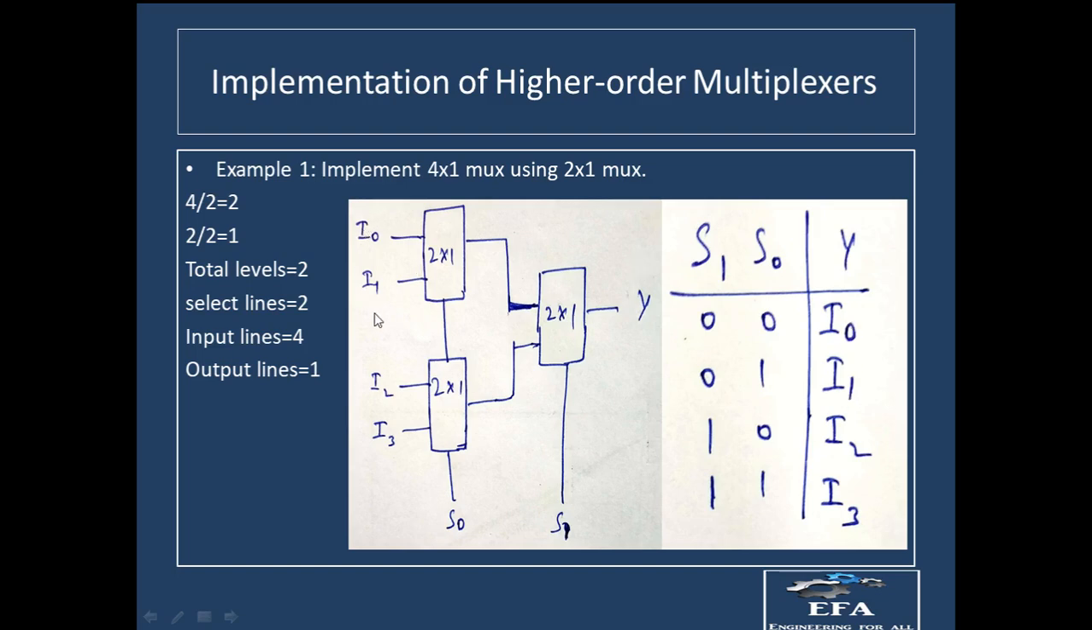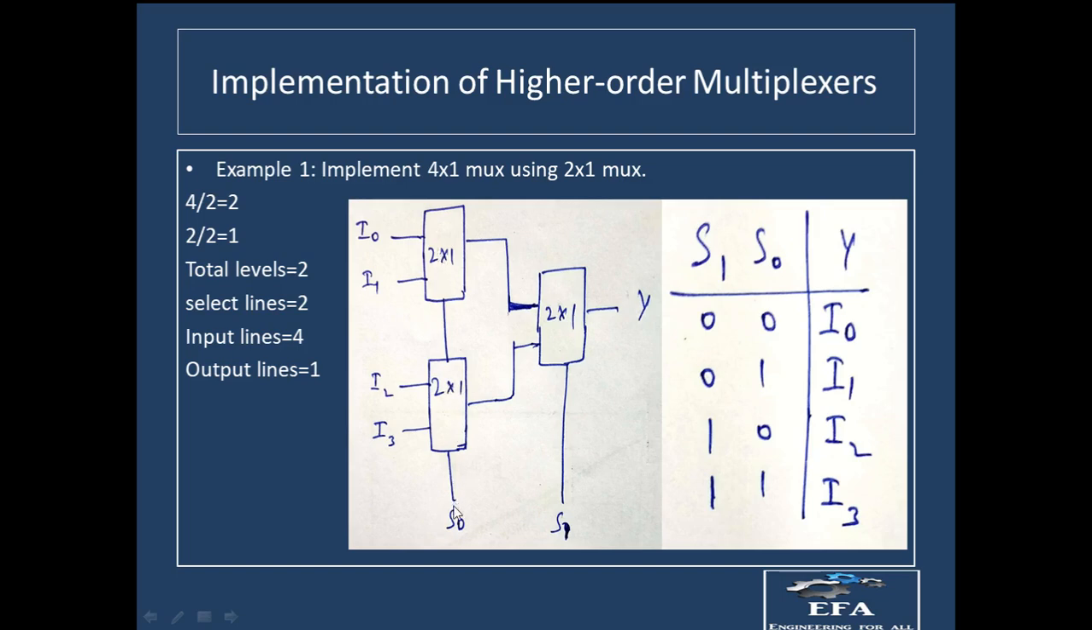Whatever we are getting at these inputs, that is I0, I1, I2 and I3, according to the values of these select lines, these inputs should pass through the 2 is to 1 multiplexers, and ultimately a single input will reach the output in each case. Okay, so let us see. First of all we have S1 and S0 equal to 0 and 0. It means we have 0 at this position and 0 at this position. So first of all we have 0 at this position, so this select line is given to both these multiplexers.